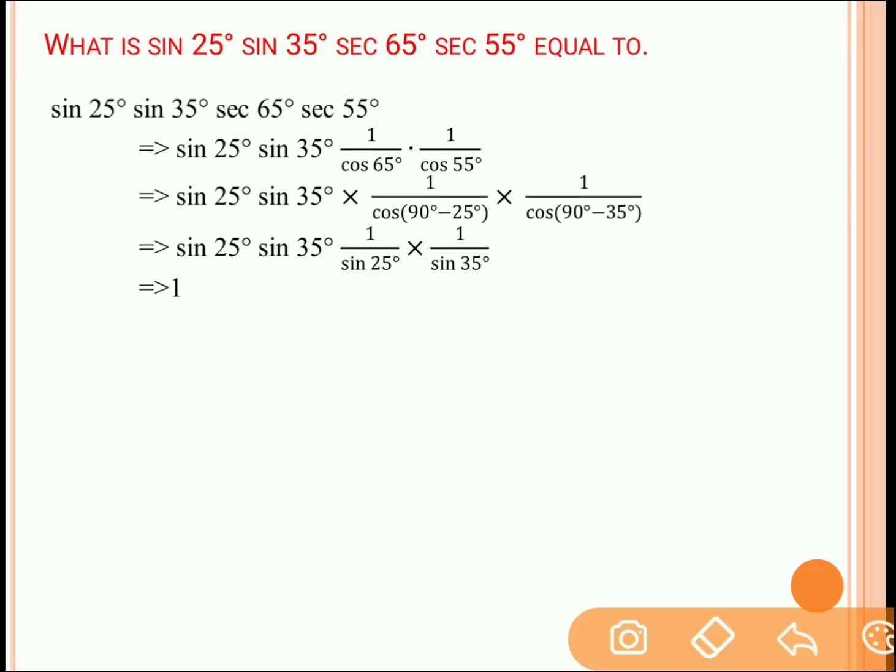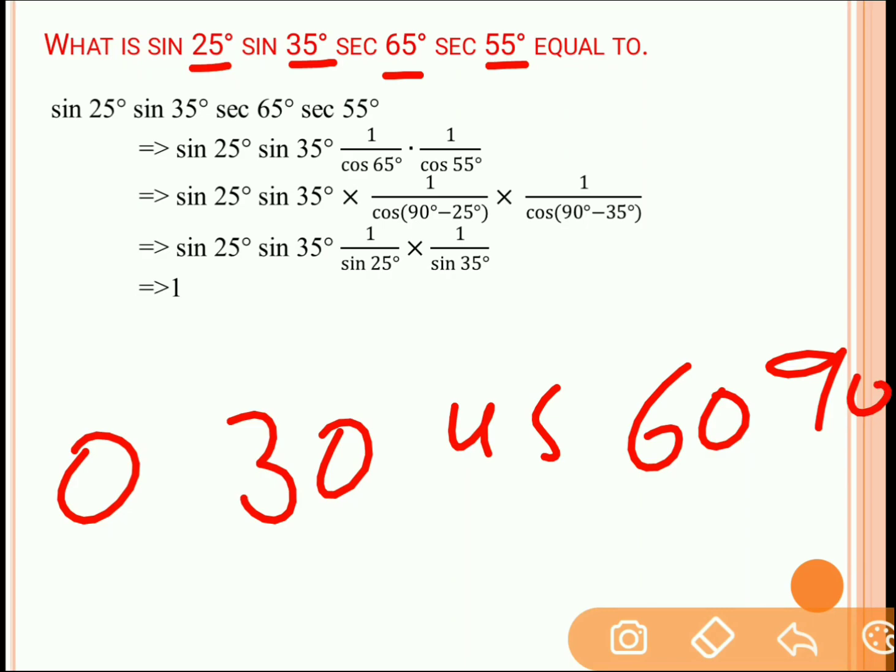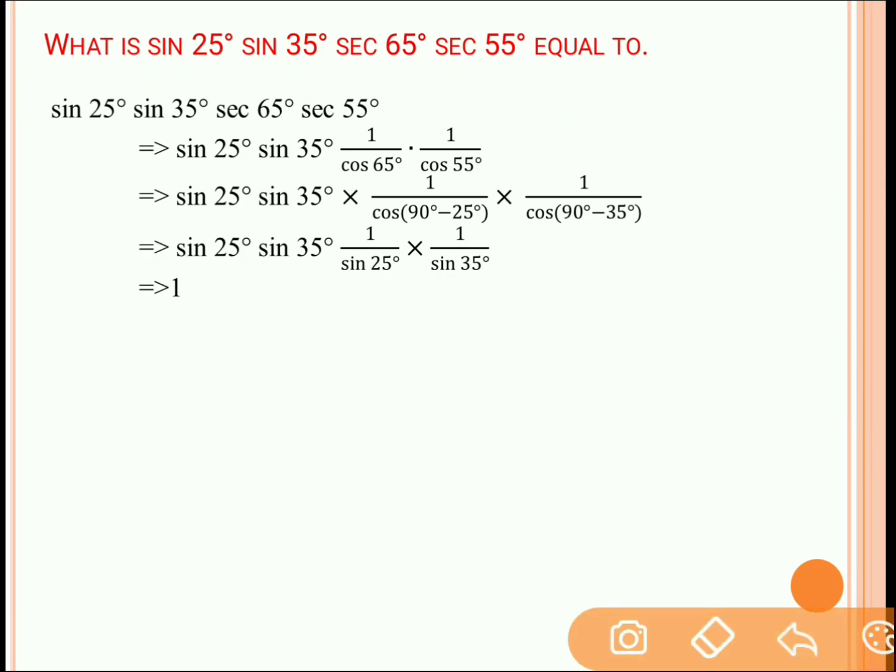What is the value of sin 25 into sin 35 into sec 65 into sec 55? In this question, first of all you need to check whether the angles given here are standard angles or not. Standard angles are 0, 30, 45, 60 and 90. The values of all the trigonometric functions at these standard angles are known to us. However, none of these angles here are standard angles.